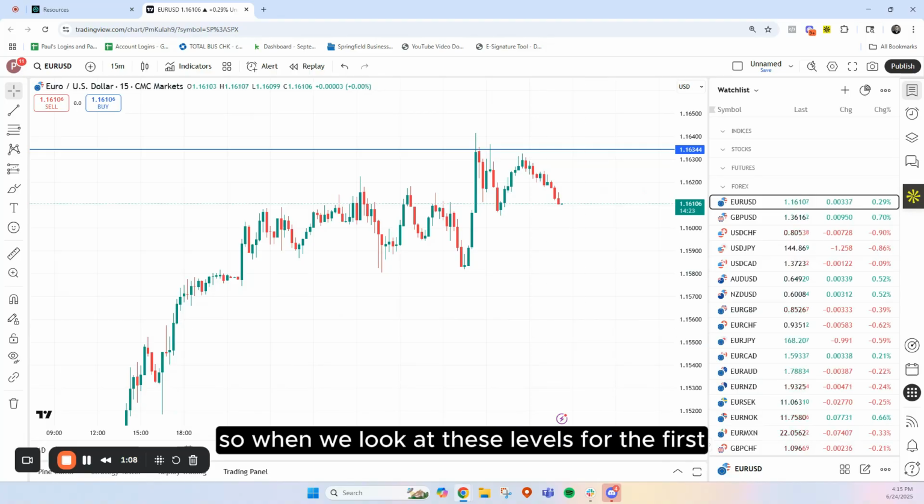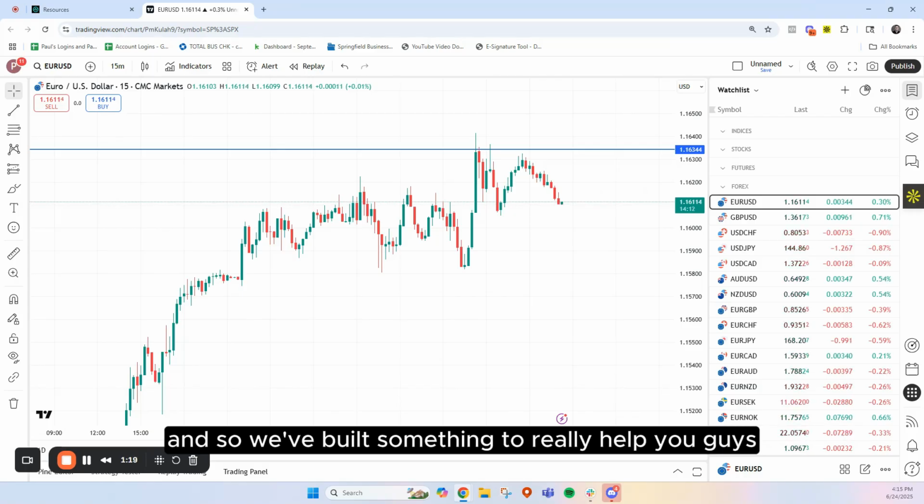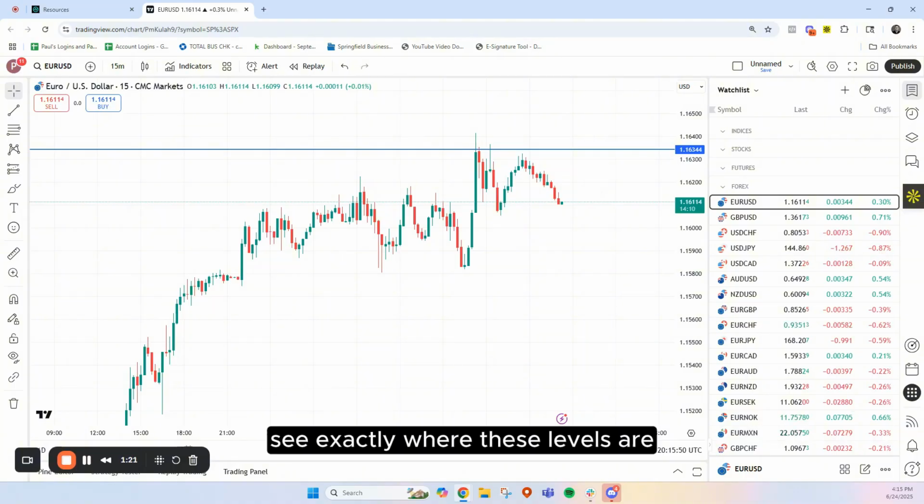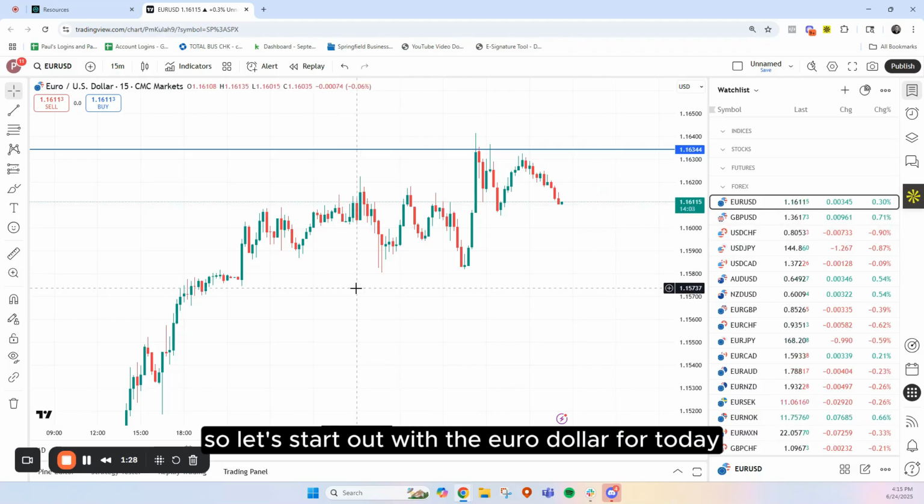So when we look at these levels for the first, second, and third standard deviation, they're quite powerful, and they act as zones of support and resistance. They're zones that institutions monitor. And so we've built something to really help you see exactly where these levels are and add them into your trading. So let's start out with the euro dollar for today.